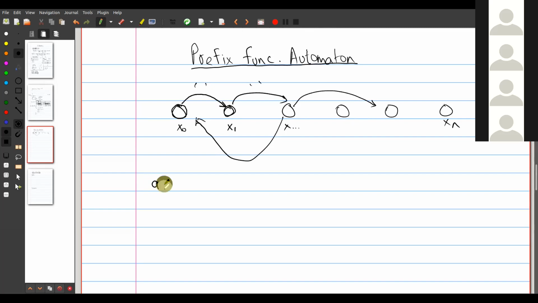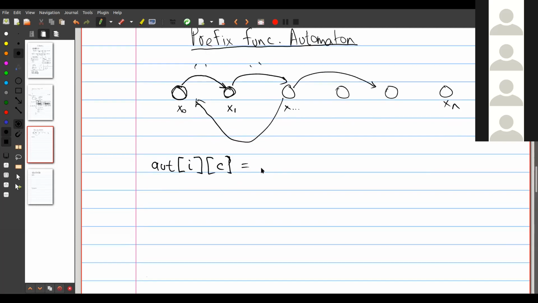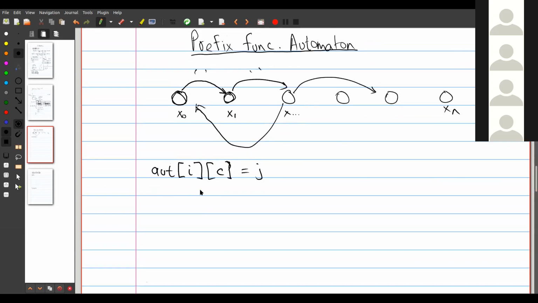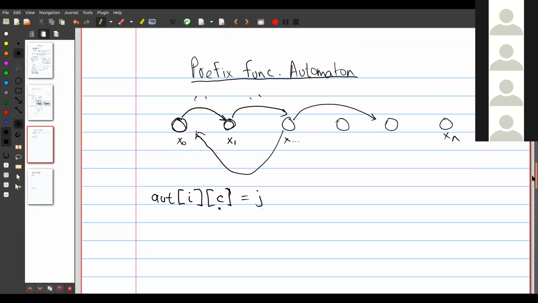I will tell you exactly in what context this is used. So basically, automaton of i, c is equal to j. Automaton of i, c equal to j implies that I go from state i to state j using input c.